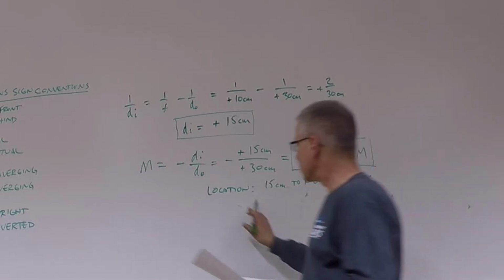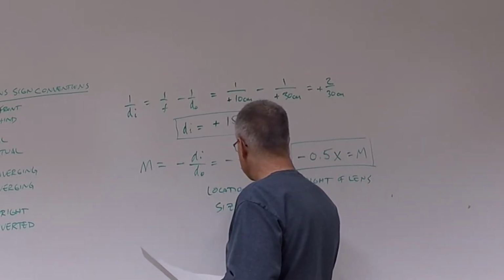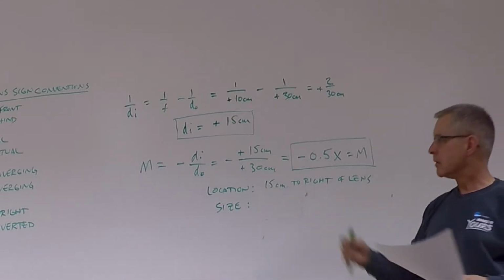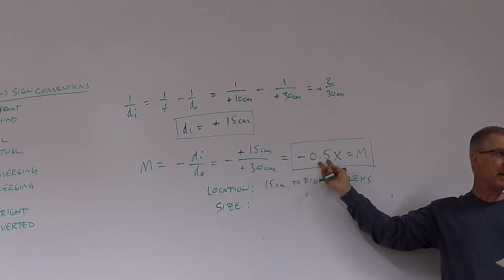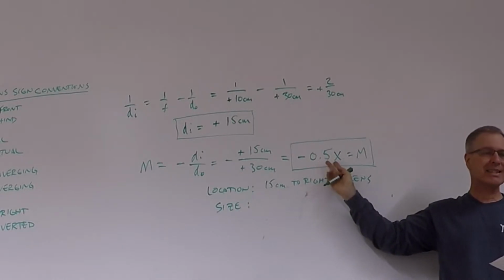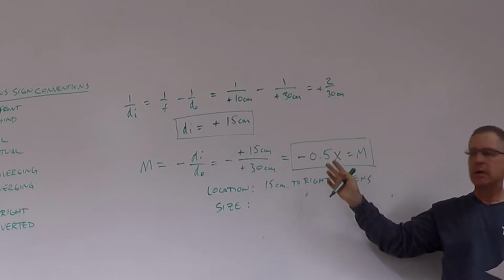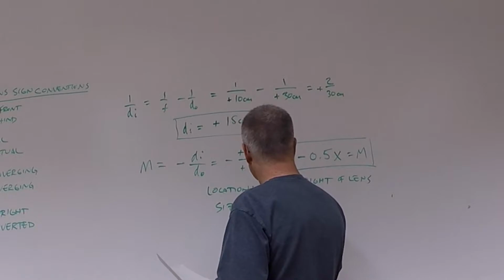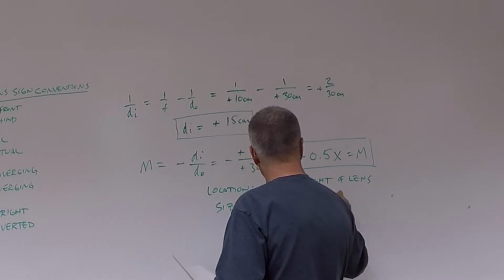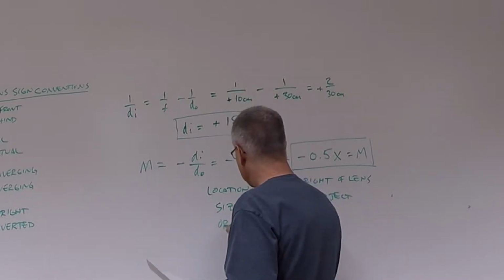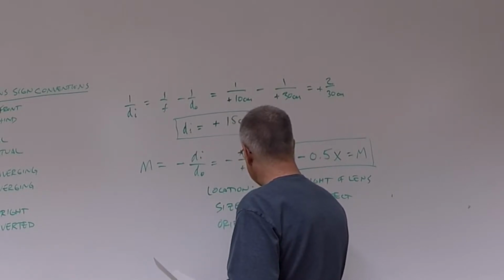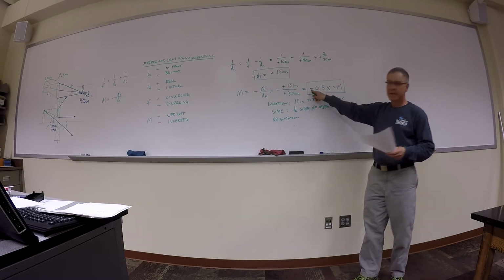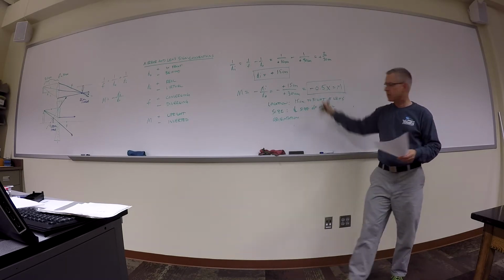How big is it? What does that mean? Half as big as the image was. It's 0.5 times the size of our object, I should have said. So it's half the size of our object. How is it oriented? Is it right side up or upside down? What does that part tell you? Oh, it got flipped upside down.